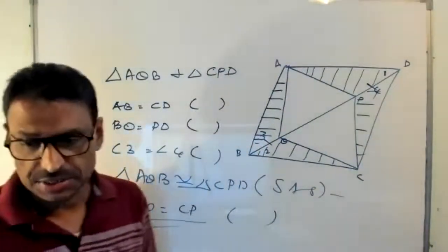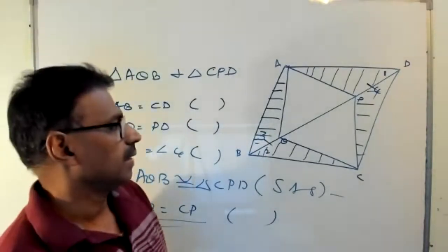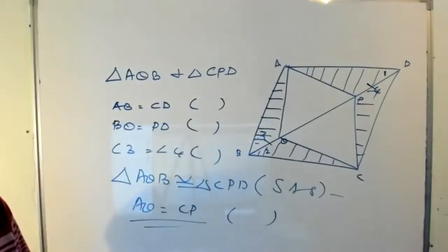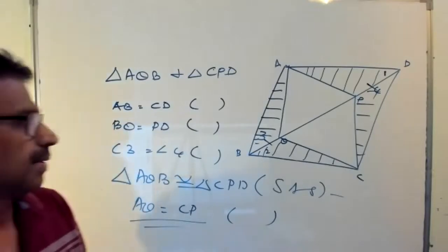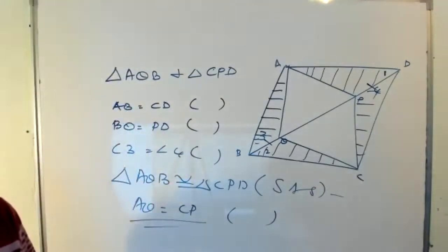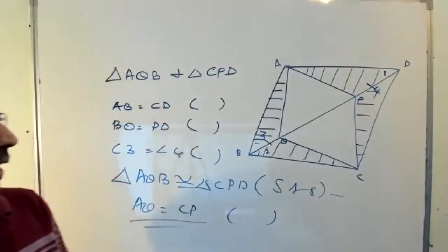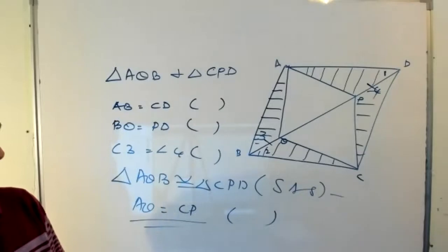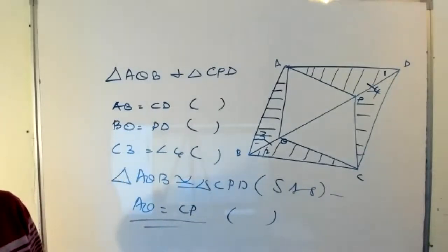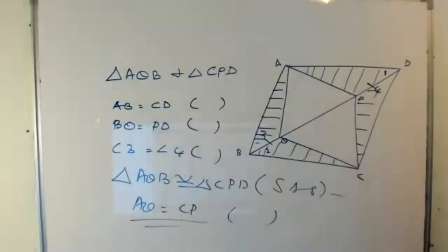Okay, so finish. You wrote like this: in triangle AQB and CPD, AB equal to CD, opposite sides of parallelogram. BQ equal to DP, given. Angle 3 equal to angle 4, alternate angles. Therefore, these triangles are congruent by SAS congruency. Hence, AQ equal to CP. Okay. Finish or not? Yes, sir.